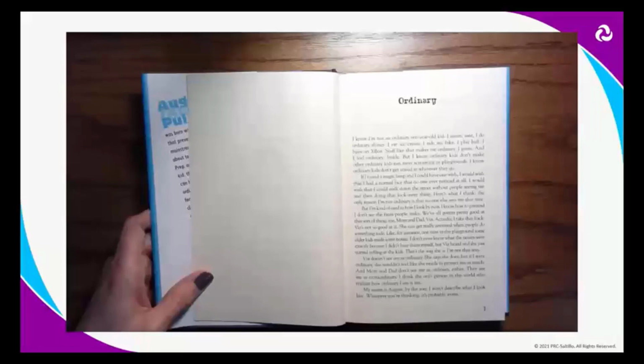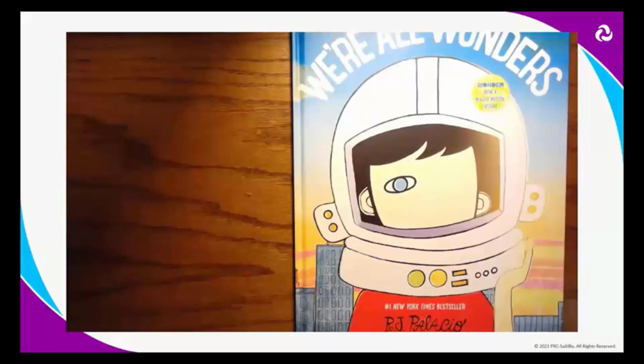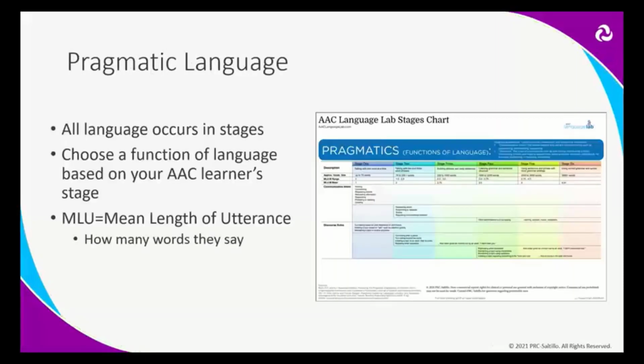So I see we have some core words people plopped into our chat window. I'm so excited. We did want to talk a little bit about language stages. And I apologize, Brittany, that slide didn't update. One of the handouts that you have is a chart from our AAC language lab, and it is the language stages. And if you want to go to the next slide, it's also the pragmatic stages of language.